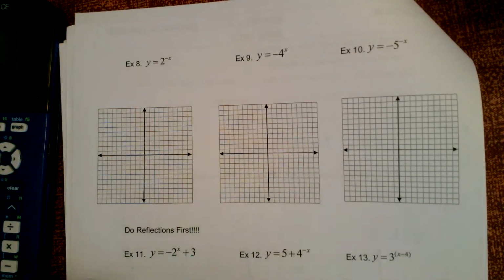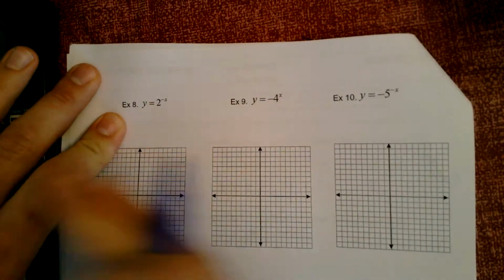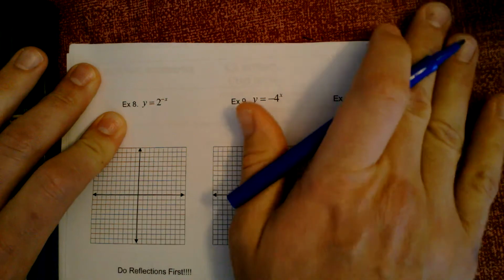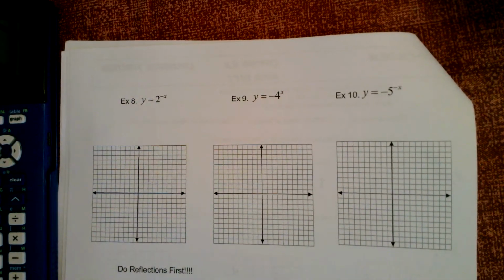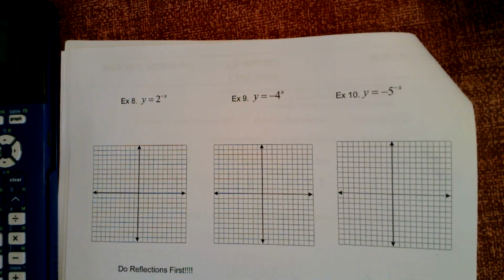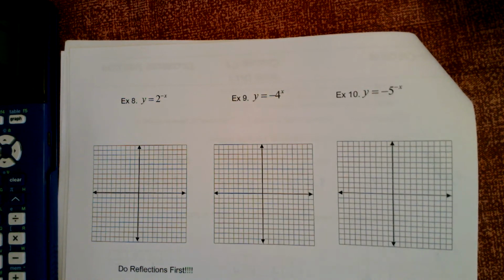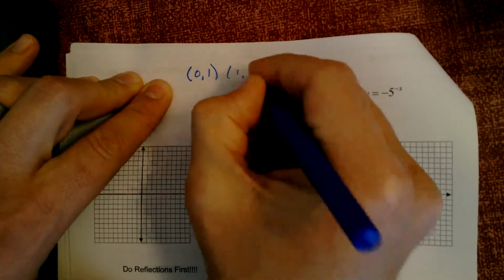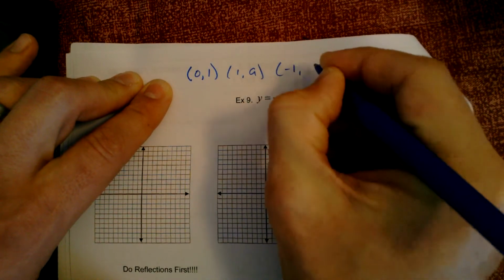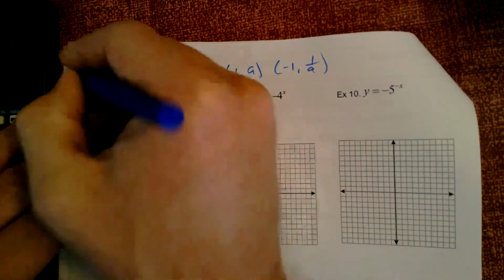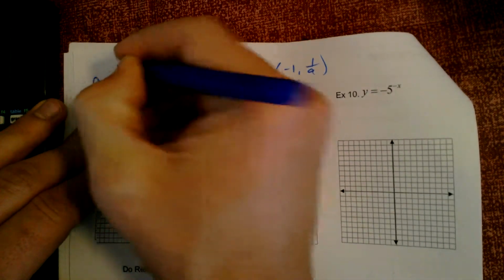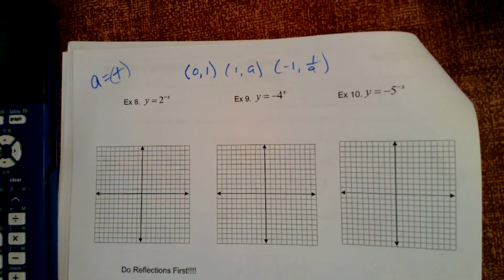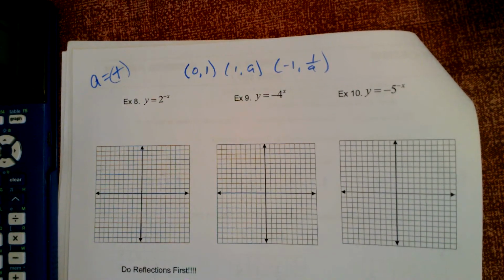All right, so I'm going to write those 3 points. I'm going to go through, I don't know, 3 examples here, guys. Again, I'm going to also show you with the calculator what that's going to look like. But I'm going to do it by hand like I would normally. 0, 1, 1A, negative 1, 1 over A. And I always say A is positive. So I always start with A is positive, and if there's a negative in front of it, we'll worry about that later.